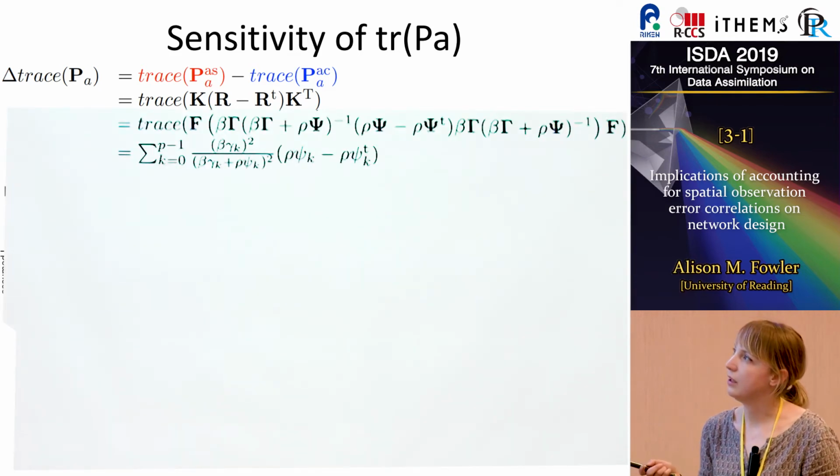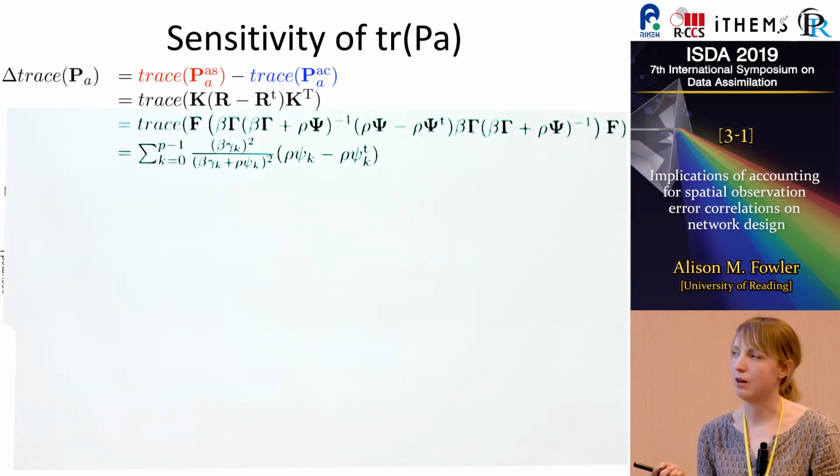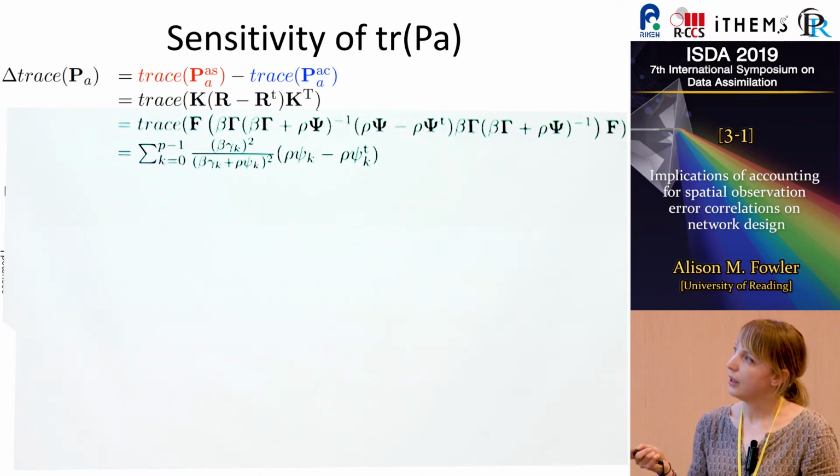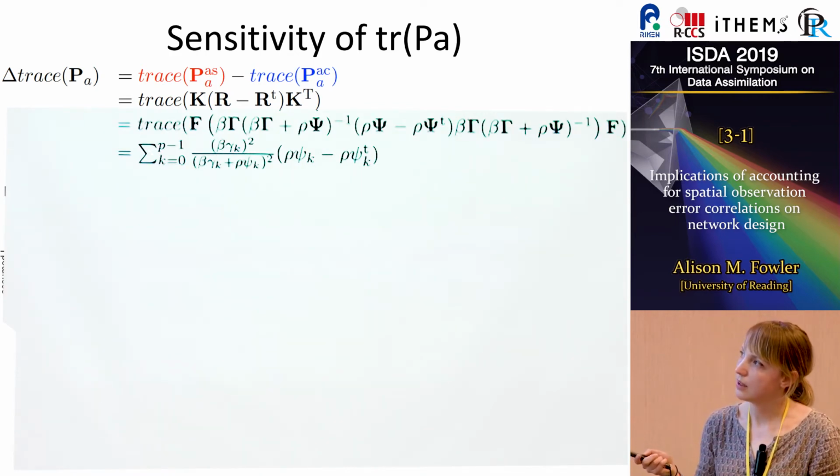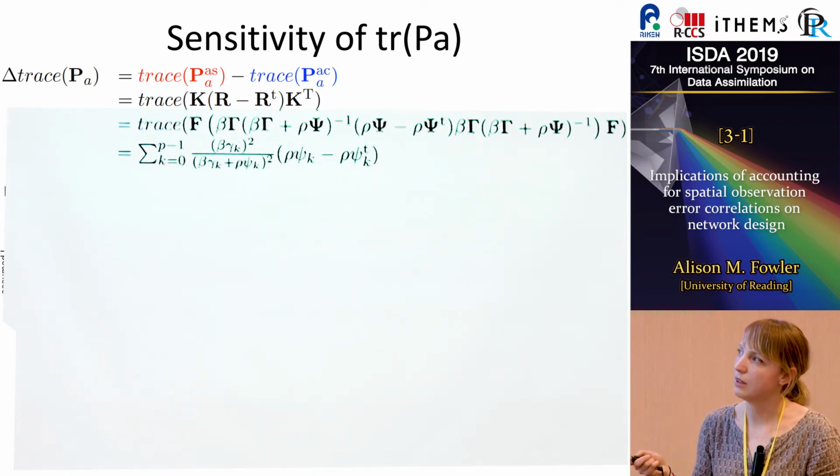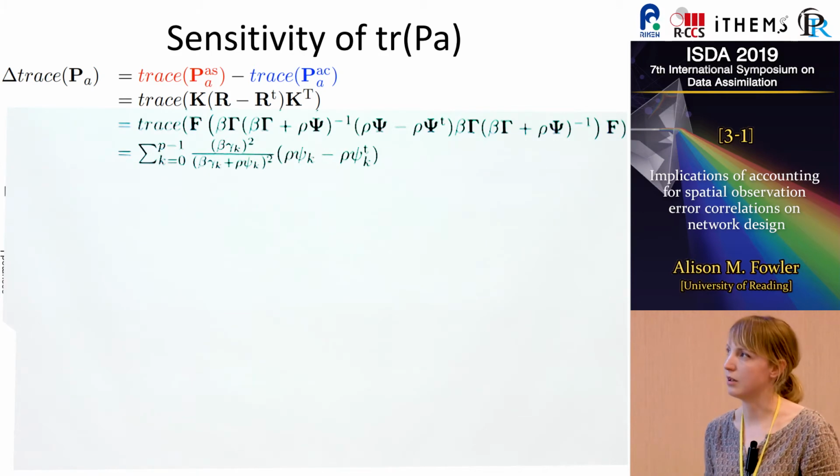And again, if we substitute in the circulant forms for our B and our R matrix, then we can see that this can be written as a summation over different wave numbers, where we have this term here, which is the difference between the assumed observation uncertainty at wave number k and the actual uncertainty at wave number k. And then this term here, which again just depends on the assumptions that we're putting into our simulation.